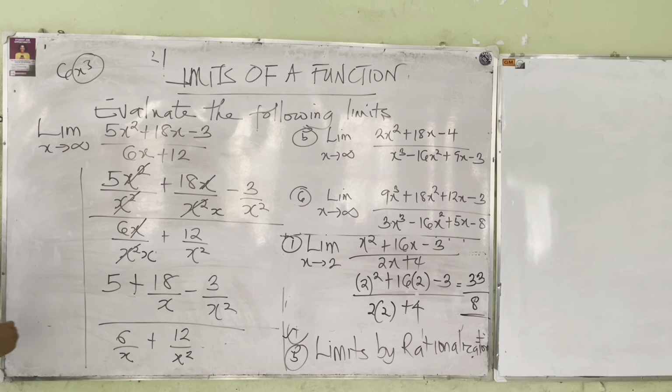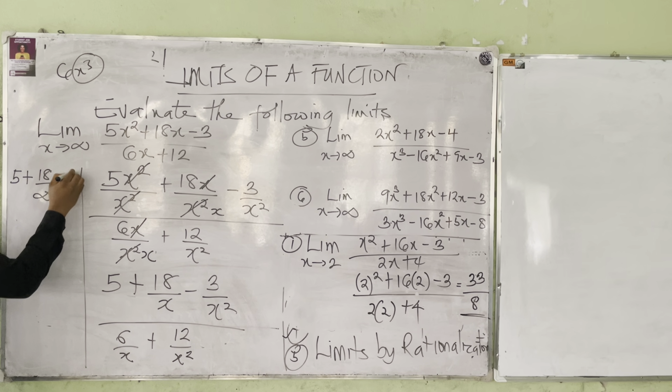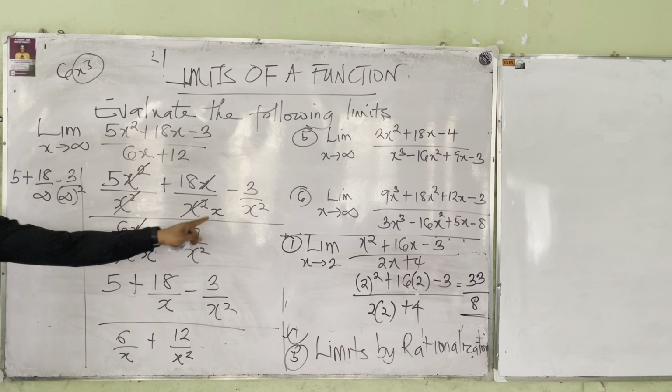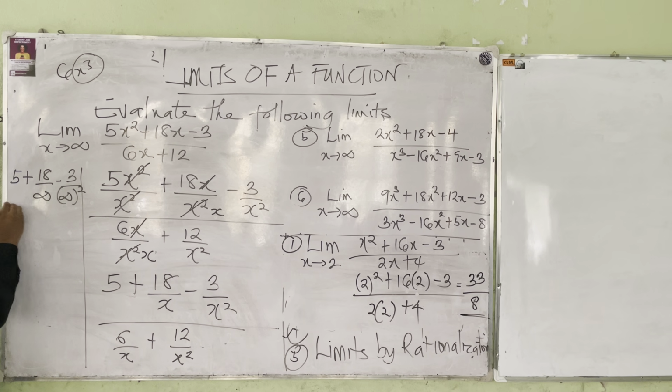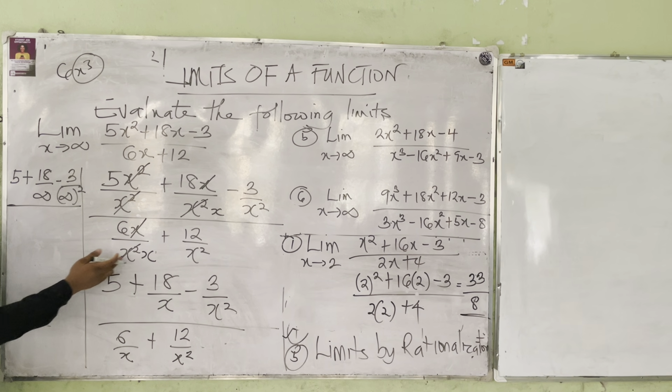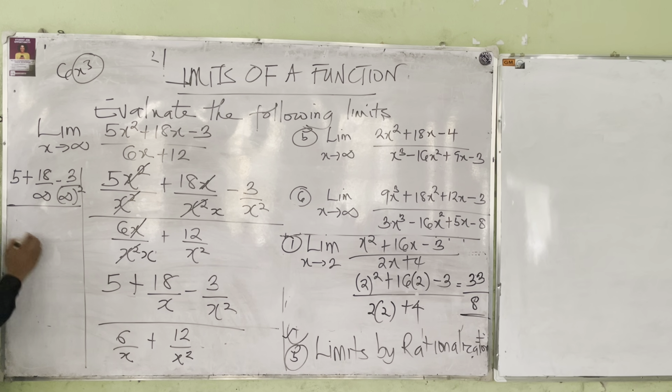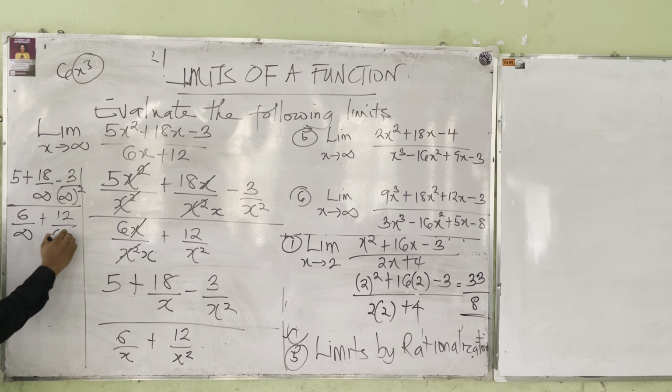Now, having done this, what you have to do next is to substitute. When you substitute, you have something like this: 5 plus 18 over infinity minus 3 over infinity, all squared. Anywhere you see x, substitute infinity into it. Divided by 6 over infinity plus 12 over infinity, all squared.